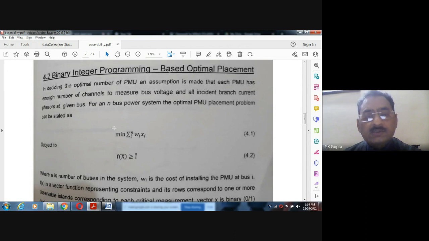Suppose there is an n-bus system. In general, we can say that if at each bus you connect some phasor measurement unit, the system will be completely observable. But it is not required that for an n-bus system n PMUs be connected. It may happen that with a number less than n, the system can be observable. So here we suppose how many we are to estimate.